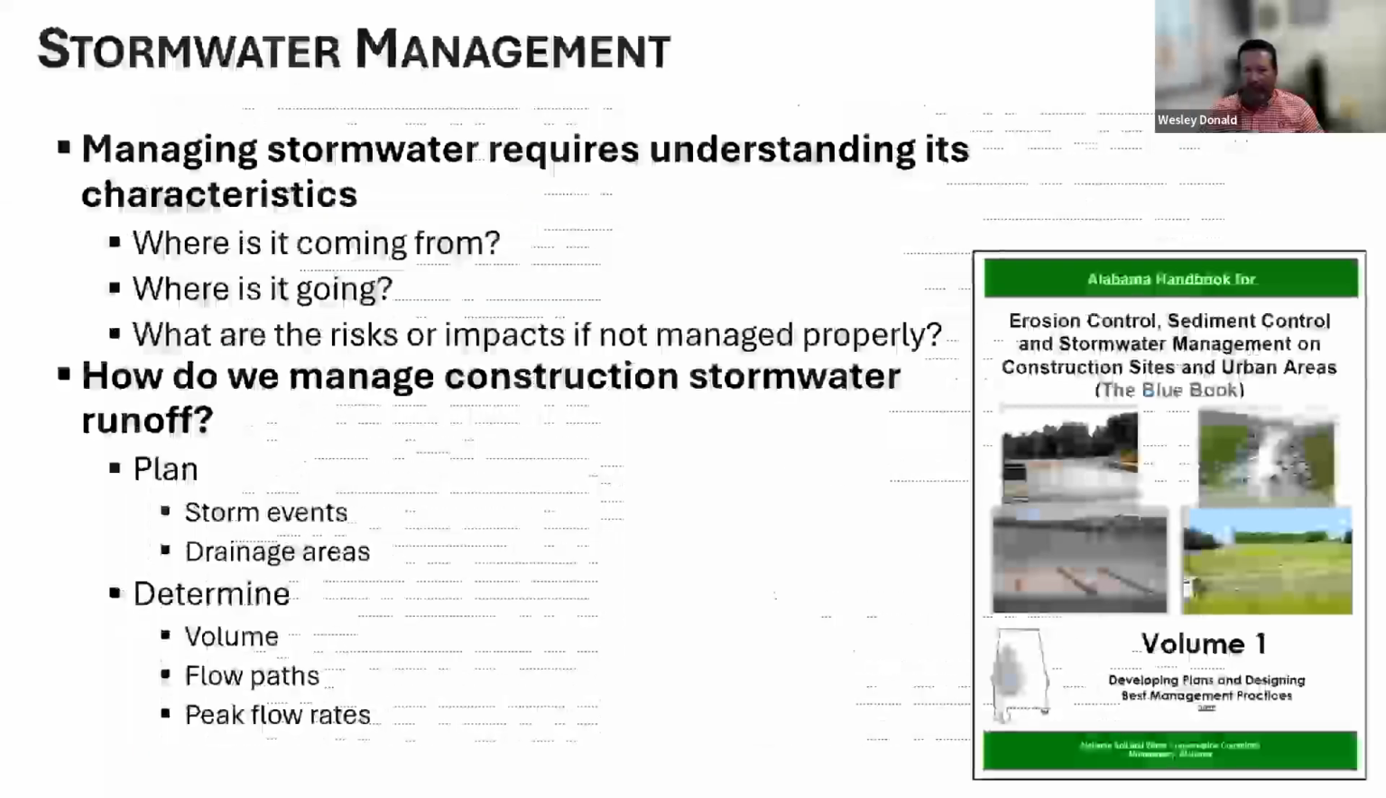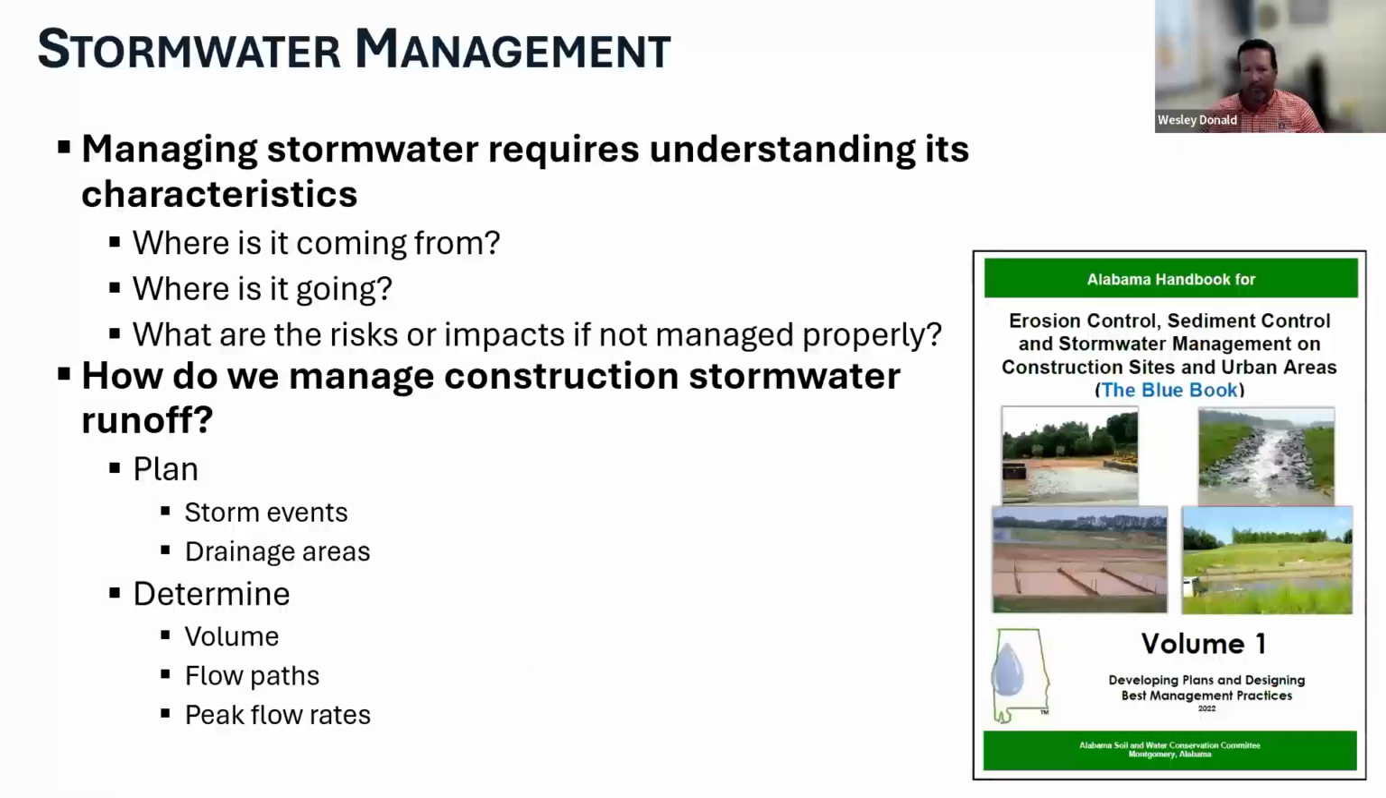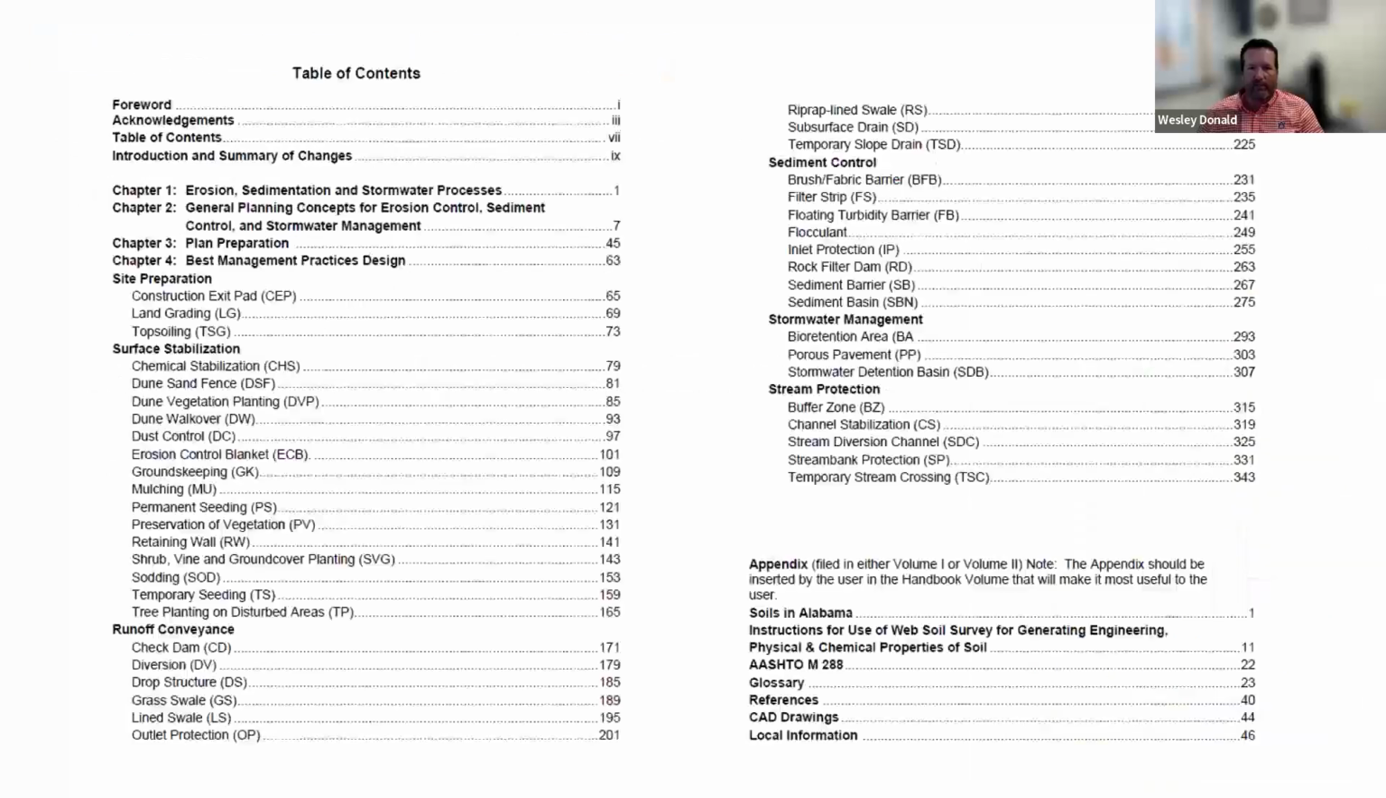We think about our handbook, the Alabama Blue Book. The title of it is Erosion Control, Sediment Control, and Stormwater Management on Construction Sites and in Urban Areas. And I think a lot of times we forget about the stormwater management and the urban area side. We simply see this as a way to advise us on how to control sediment and erosion on construction sites. And it goes beyond that, and as well it should.